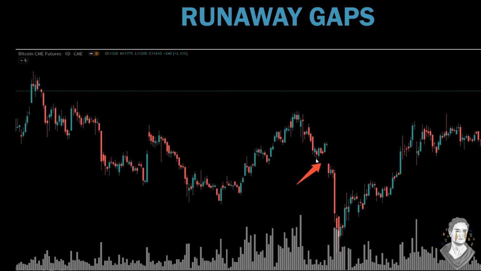And as a smart individual, which you are, you would be able to sit there and say, I know about gap theory. I know exactly what this means, and I'm not going to get scared to get on the short side here, because I know that this is already dumped $1,000, but this is in fact a runaway gap. Okay, and I want to get on the right side of it.